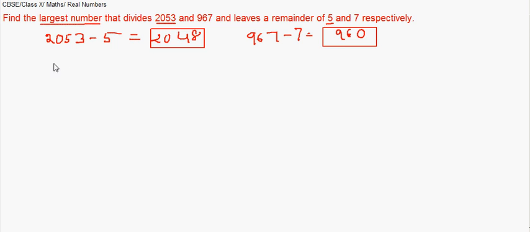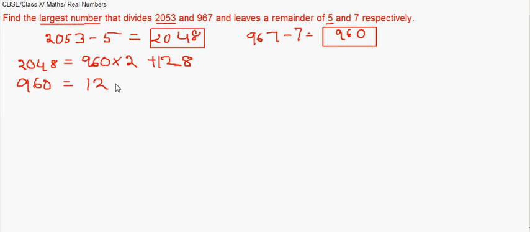Because 2048 is greater, I'll take that up first. 2048 is equal to 960 into something plus a remainder. 960 into 2 gives you 1920. So the remainder I'm getting is 128. I'll continue this process till I get a 0. Now 960 will be expressed in terms of 128.